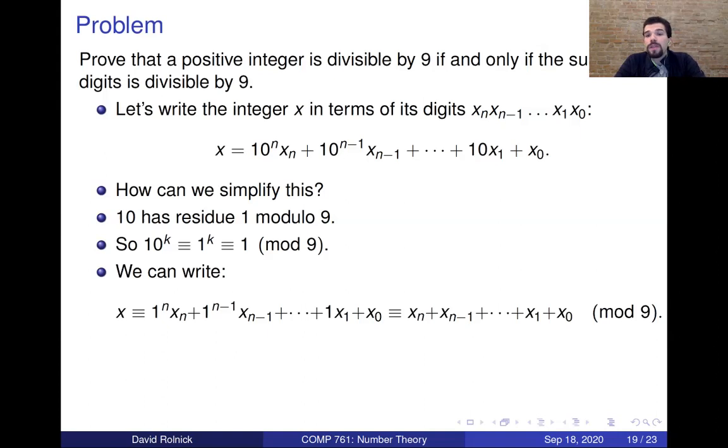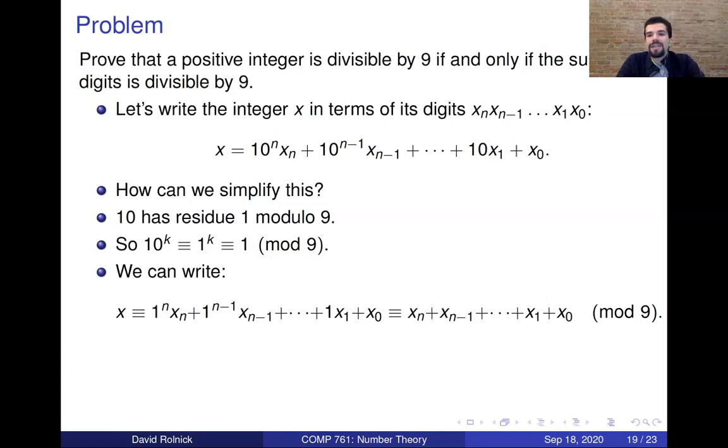Yeah, so if one side of this is equal to 0 mod 9, then the other side is as well. So if x is equal to 0 mod 9, i.e. it's divisible by 9, then the sum of its digits is also 0 mod 9, and it's also divisible by 9. The other way around, if the sum of the digits is divisible by 9, then so is x. So this goes both ways, if and only if. If x is divisible by 9, then the sum of its digits is as well. If the sum of its digits is divisible by 9, then x is also divisible by 9.